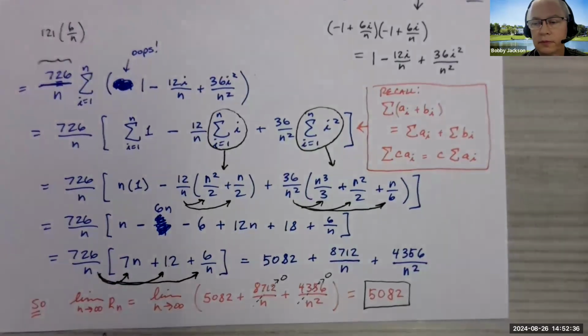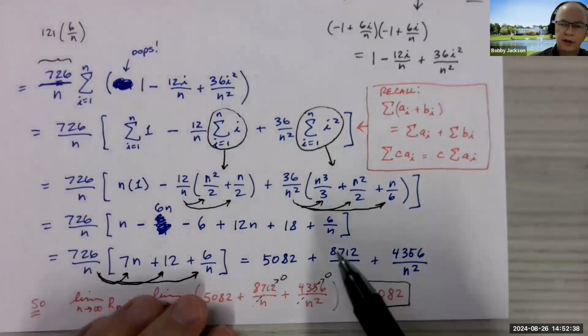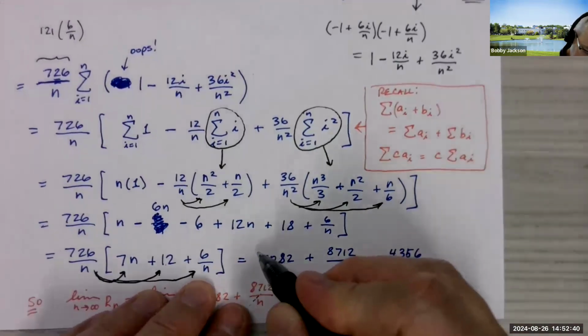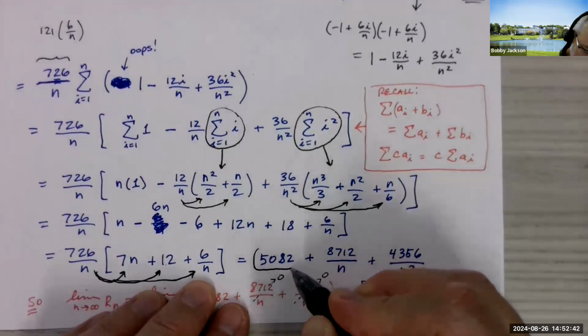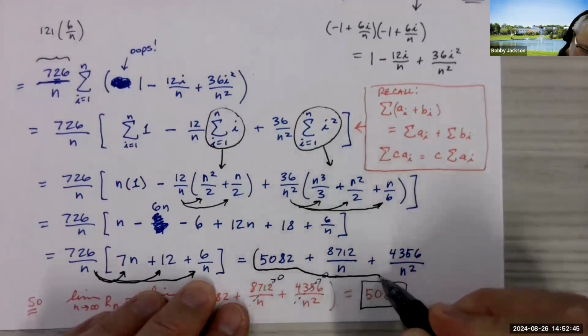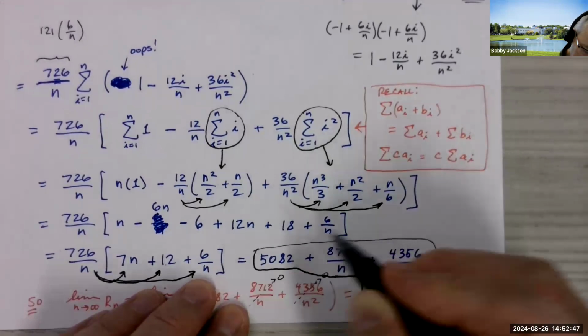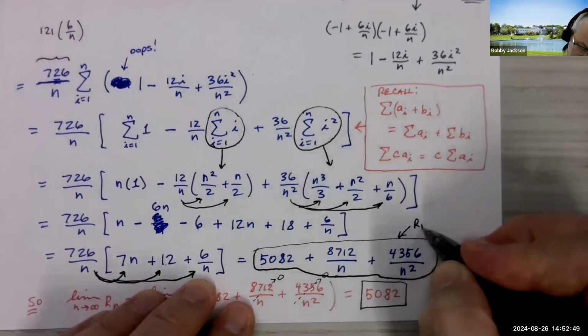Okay. And so this quantity here, I'll just circle this, that is your r sub n.